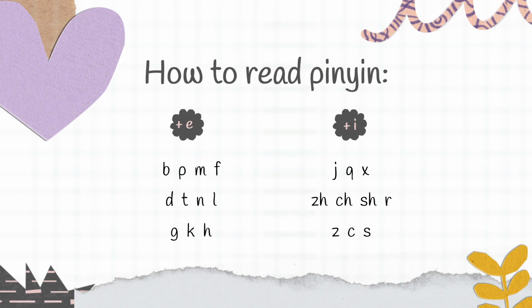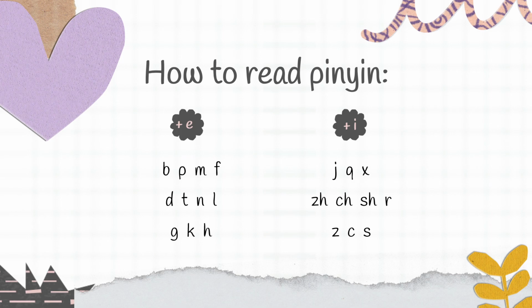Here I have prepared 2 parts for you on how to read pinyin. If you don't know what pinyin is, pinyin is basically Chinese characters but in alphabet form to make it easier. So for the left part, it is plus E, or in Chinese we say not E but the Chinese vowel. In order to read this alphabet, we will add the vowel.